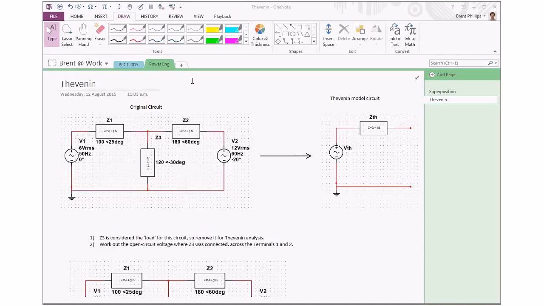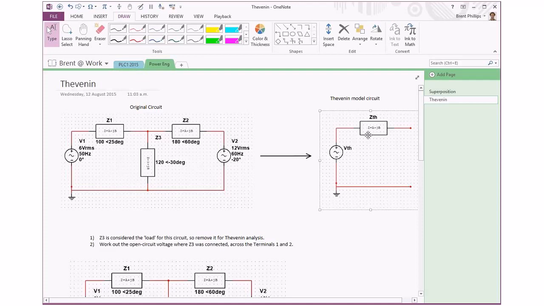Here's a quick explanation about how to use the Thevenin circuit analysis method for this example circuit where we've got two AC sources and three impedance values. You'll see all three of these impedance values are complex numbers, and they're given to us in polar form to start with. What we want to end up with is a circuit like the diagram on the right, where we have one voltage source and only one impedance.